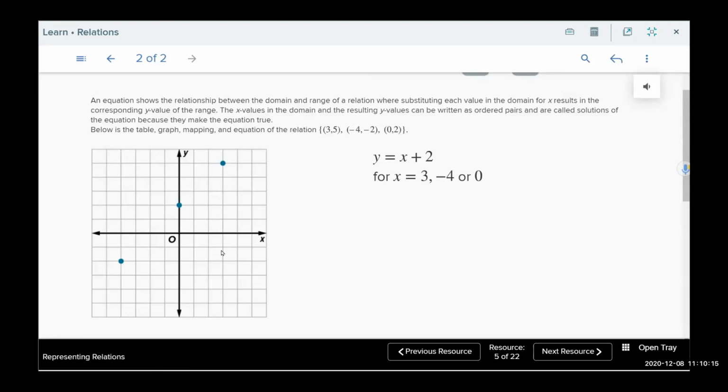On a graph, they really did graph 3, 5. They went over 3 and up 5. Don't worry, we'll do some review of graph and ordered pairs for anybody that needs it, but that's the 3 points on a graph instead of written out in ordered pair form.